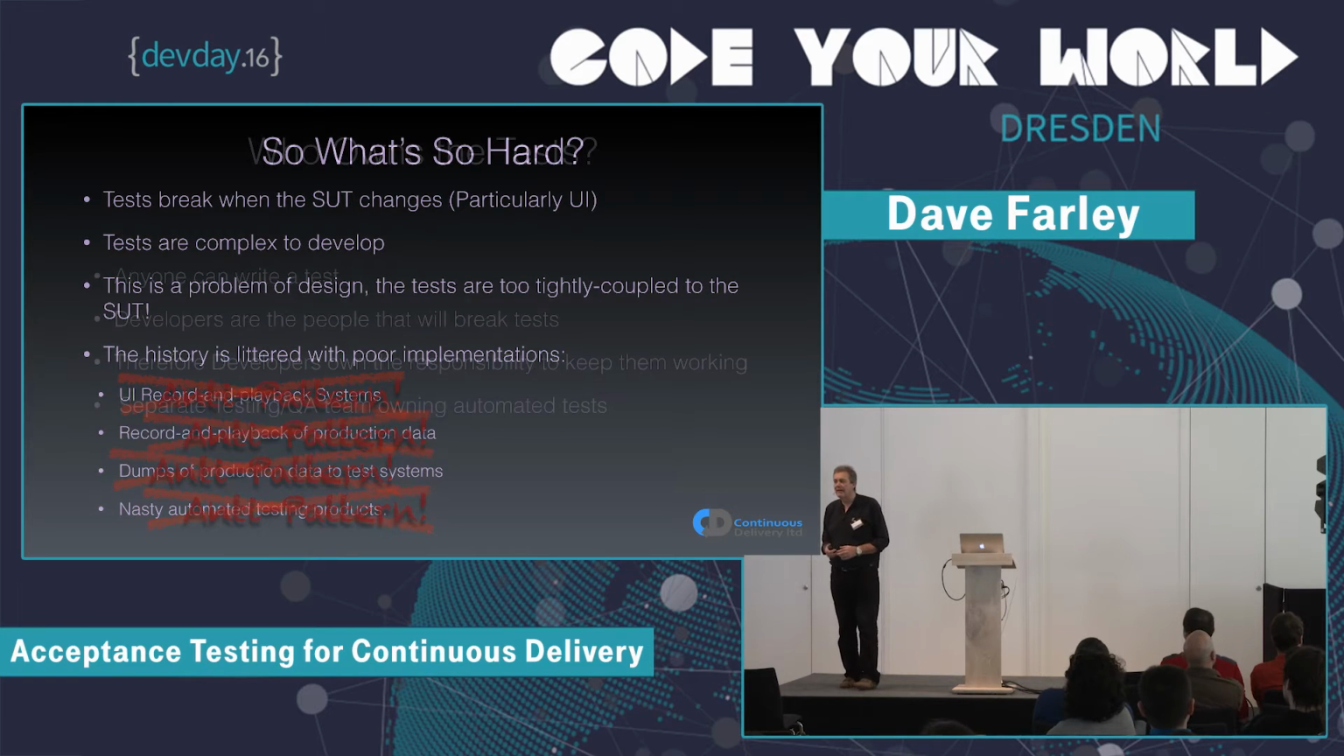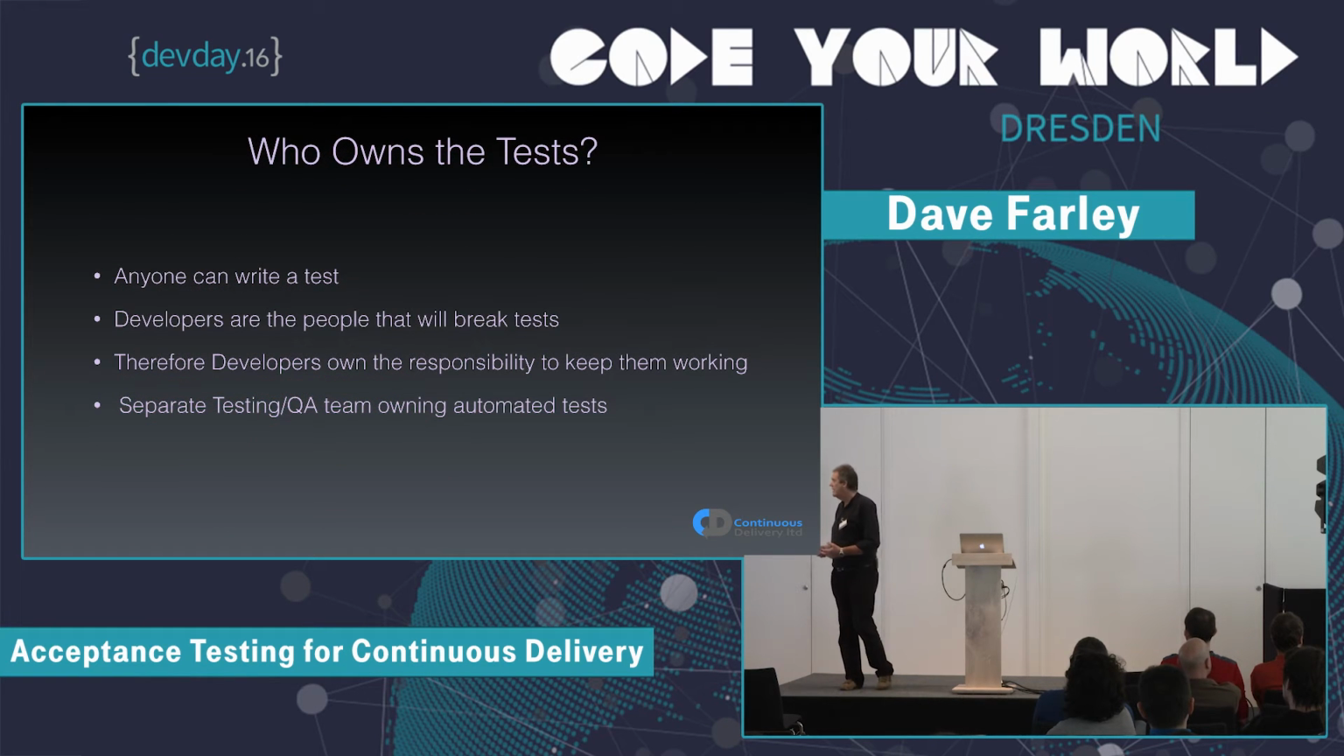I think it's good to think about who owns the tests. And I think it's a nice property from a team point of view that anybody can create a specification for the behavior of a system. Anybody can create a test case. But the people that are going to break the tests are software developers, and so they are the people that need to be in a position to recognize when they've broken their tests and fix the breakages. This last thing, having a separate QA team owning automated tests, is a poisonous anti-pattern that's infected our industry for as long as I've worked in it.